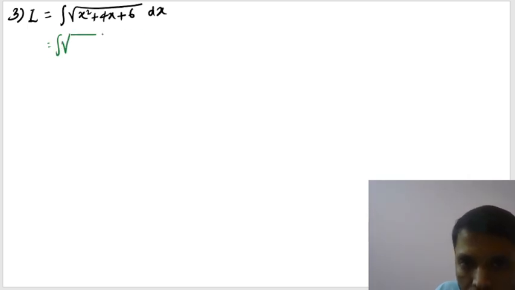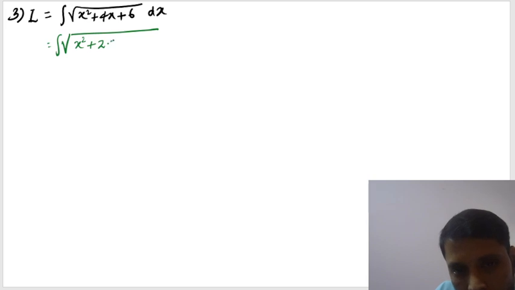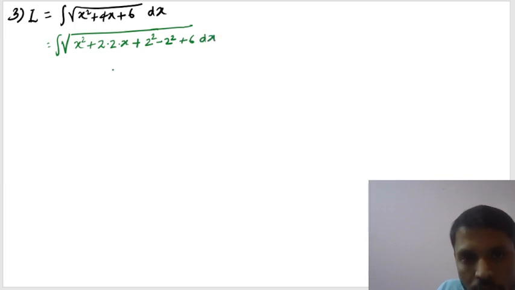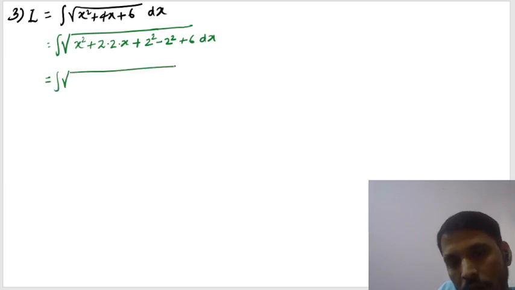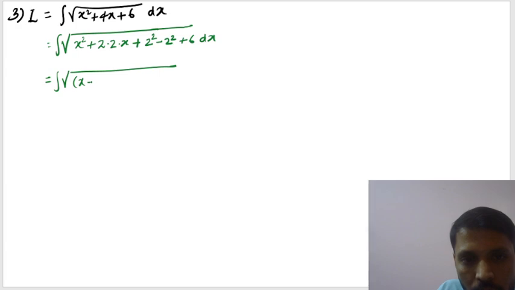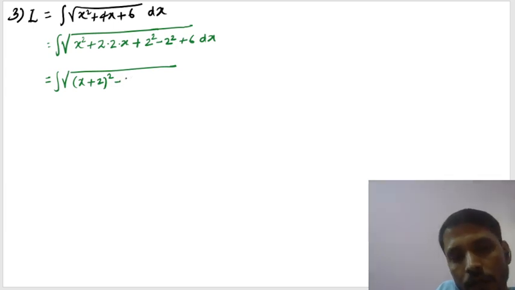So how are we applying that method? First of all, x square will be as it is. Here we need the 2ab term. That means 4x can be written as 2 into x into 2, and then here b square, that is 2 square. We are adding 2 square, so we have to subtract 2 square also, and then plus 6 as it is, into dx. So now it will become integration of under root of x plus 2 whole square and minus 4 plus 6, that is 2.